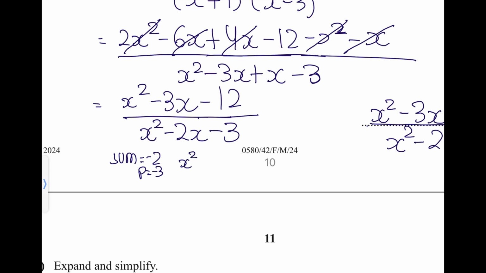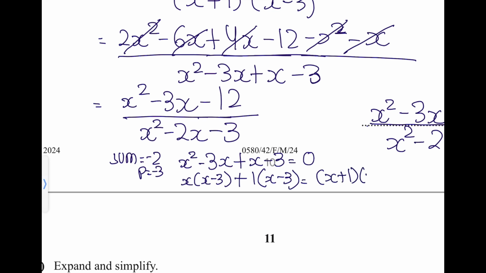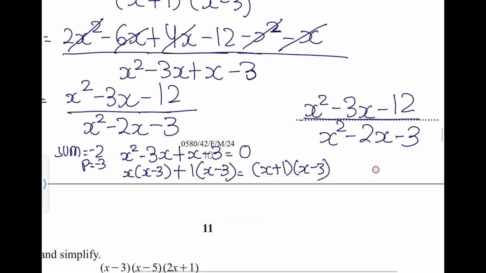So we can say that x squared minus 3x plus x minus 3 equals 0. Then what you will say is x minus 3 into x plus 1, so that would give you x plus 1 and x minus 3. That is the same as x squared minus 2x minus 3. So you can write in both formats, because this is not like a fraction. So x plus 1 and x minus 3.